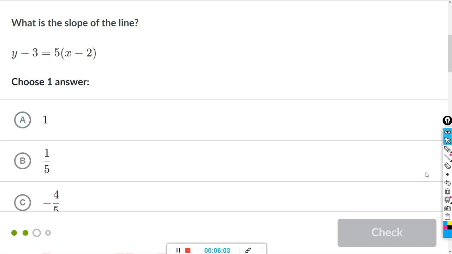Alright, one more. This one's easy. Okay, remember, point slope form. Y minus y1 equals m times x minus x1. Okay, we already have it in that form. So m is just a number that's multiplied by x minus x1. So the slope m is right there.